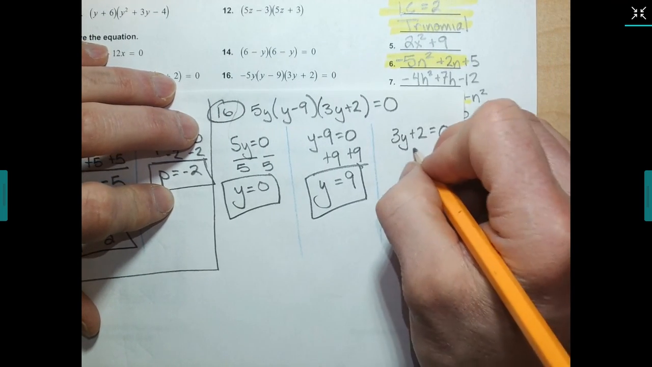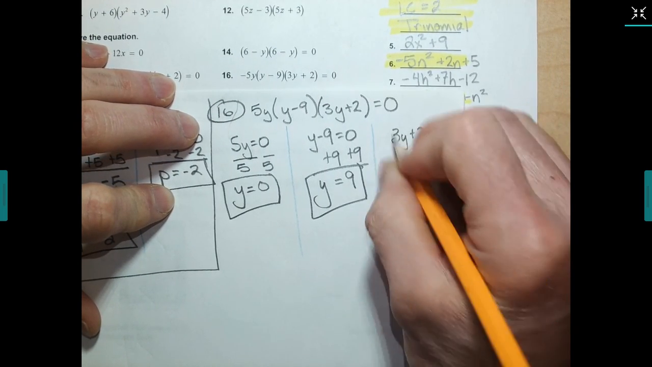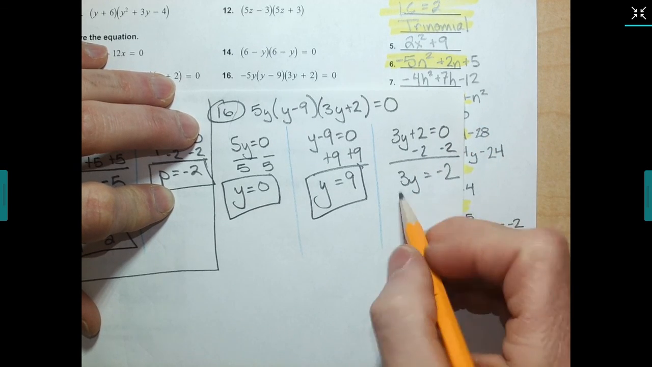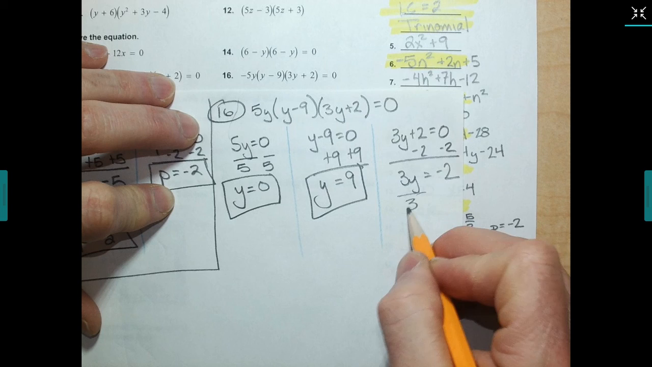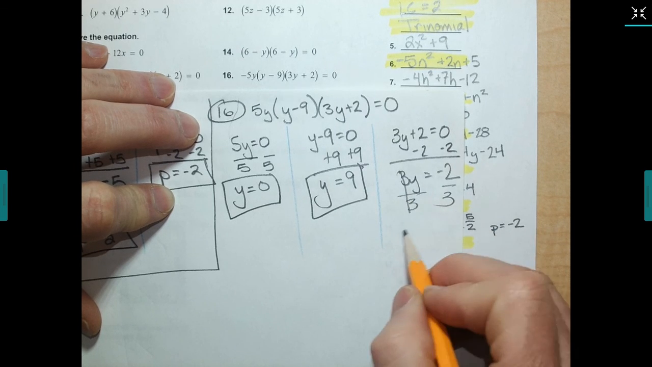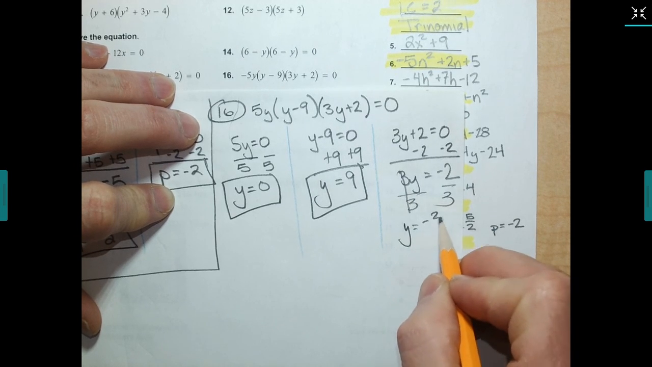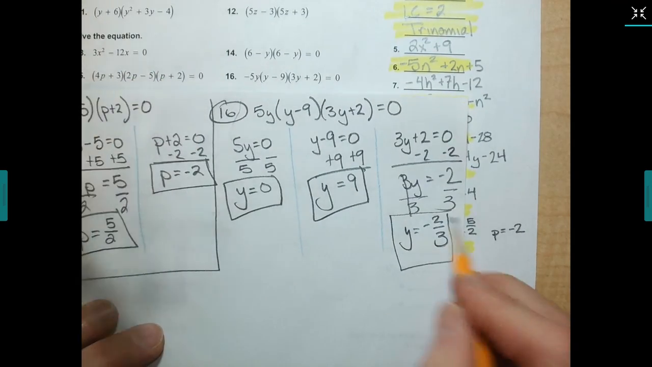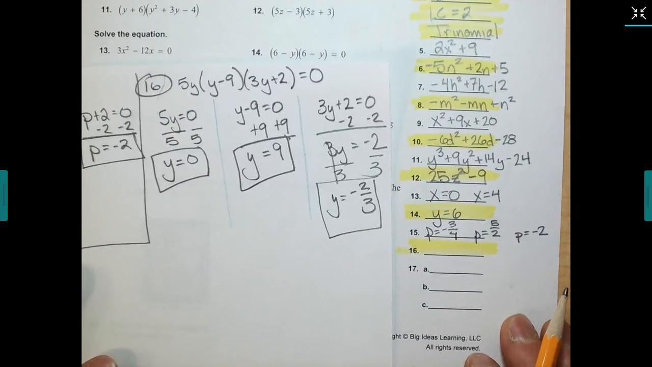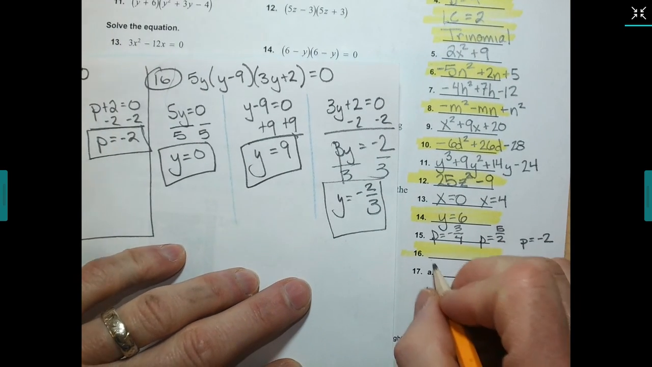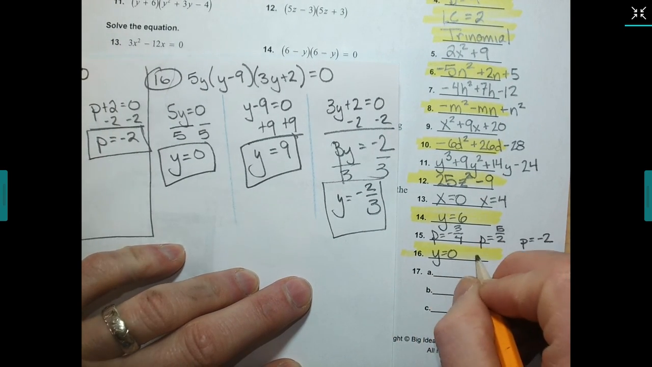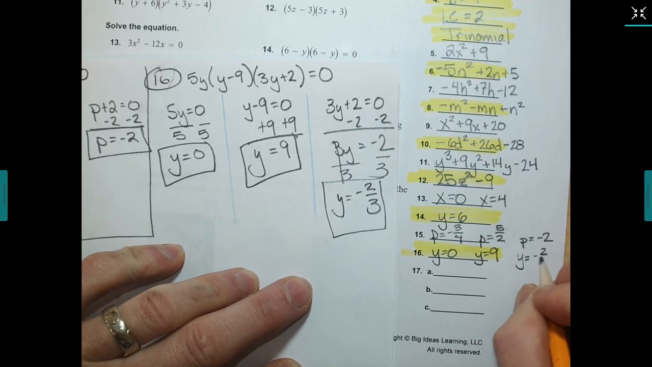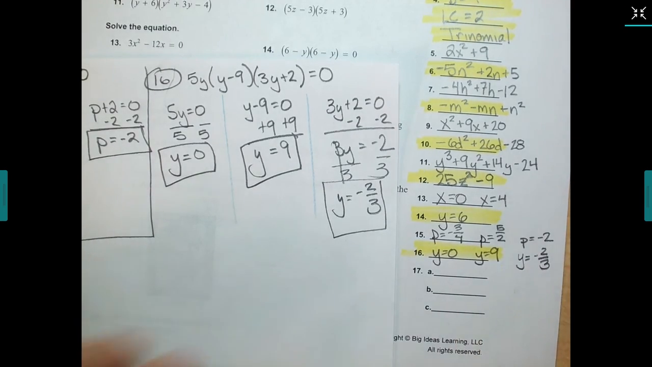This one, we'll subtract 2 from both sides. So we get 3y equals negative 2. To get the y by itself, I divide by 3. So I get y equals negative 2/3. There you go, number 16. Y equals 0, y equals 9, y equals negative 2/3.